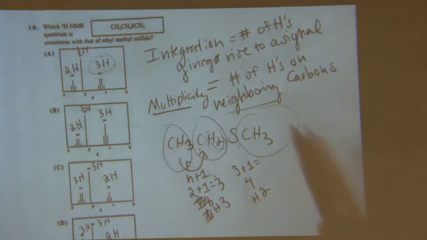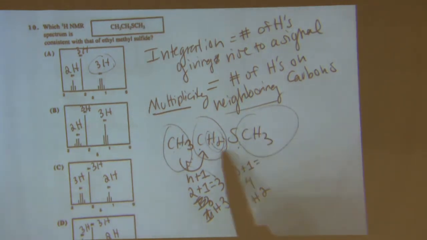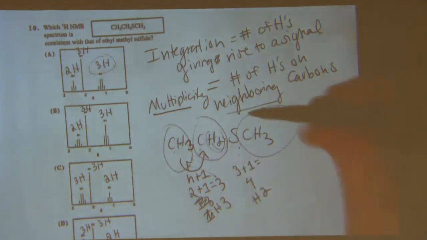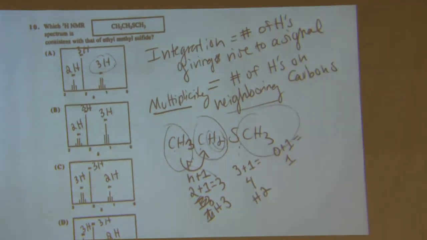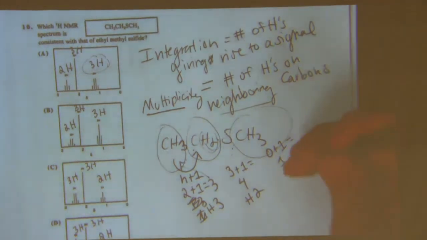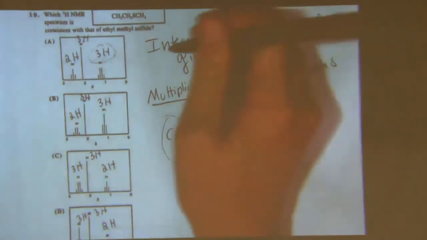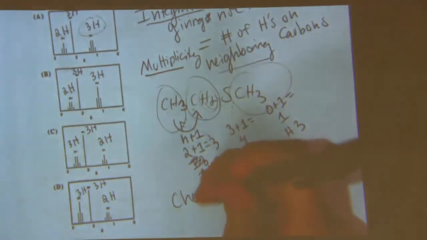Okay, and then what about this one? What kind of multiplicity is this one? Singlet, right? Because there are no neighboring hydrogens. It only has an S and then nothing else. So it's 0 plus 1 equals 1, so it's a singlet. And then what's the integration value, though? 3, right. So it should have H3. Okay, so we've covered integration, multiplicity. There's only one more thing we need to answer this question, and that's chemical shift.